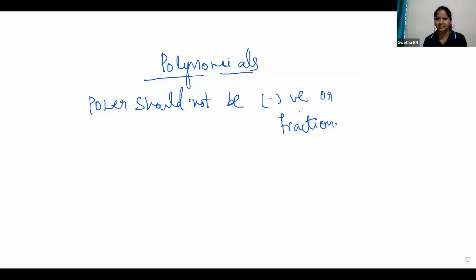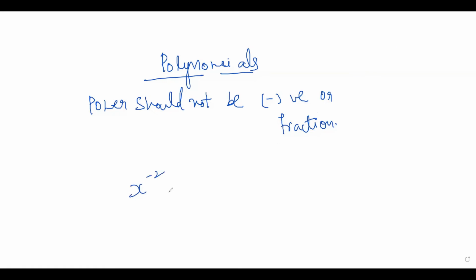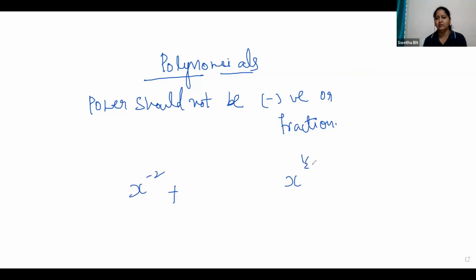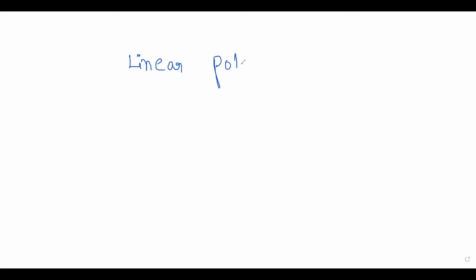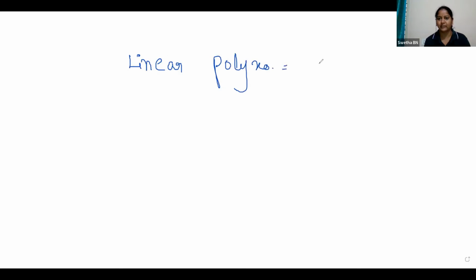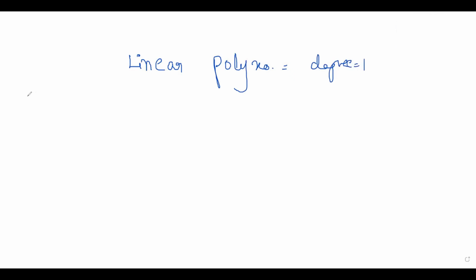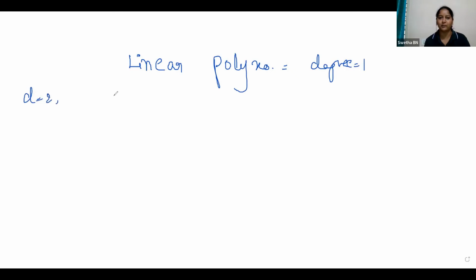So power should not be negative or fraction. It should not be like x to the power of minus 2. It should not be a negative number as well as fraction. And you know what you mean by degree? So the power is nothing but degree, the highest power of the polynomial. If the degree is 1, it is called which polynomial? Linear polynomial. So degree is 1. If the degree is 2, then it is called which polynomial?